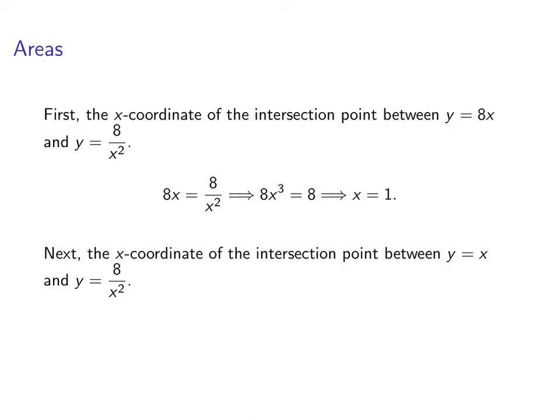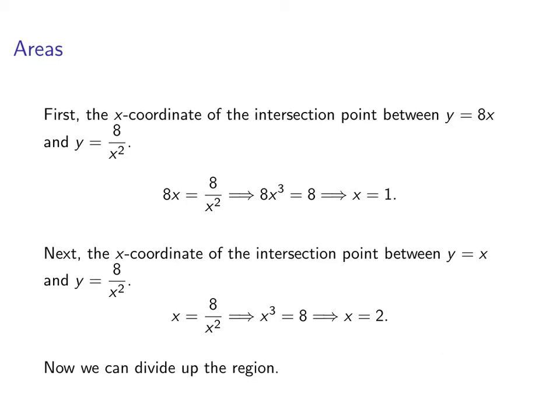All right, now let's find the x-coordinate of the intersection point between y equals x, that's the lower line, and y equals 8 over x squared. Same deal, set them equal to each other. 8 over x squared is equal to x. That gives us x cubed is equal to 8, so x is equal to 2.